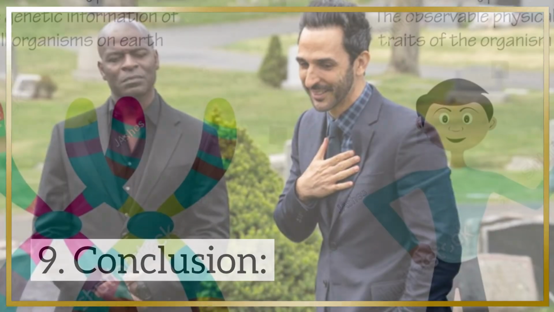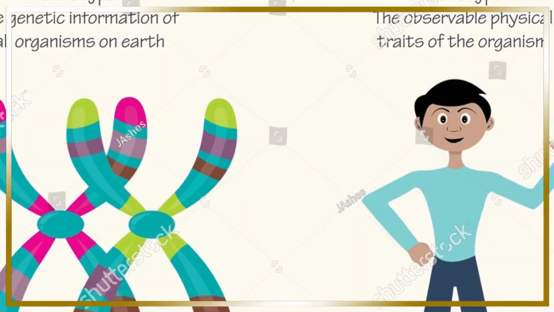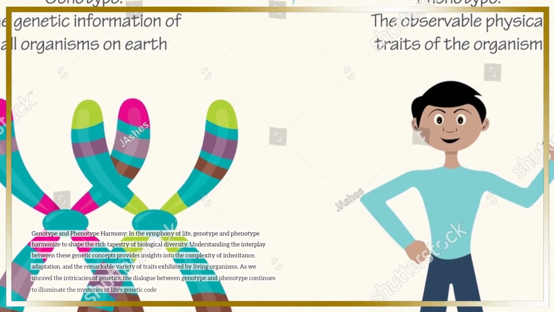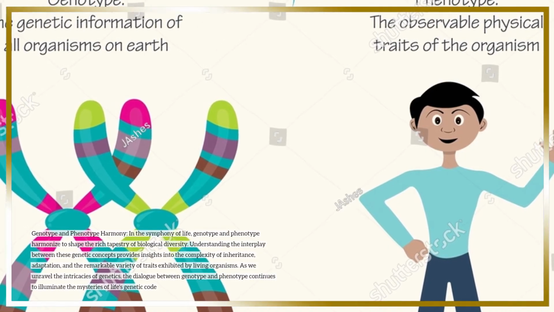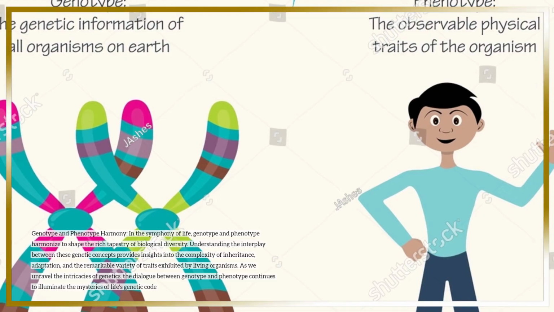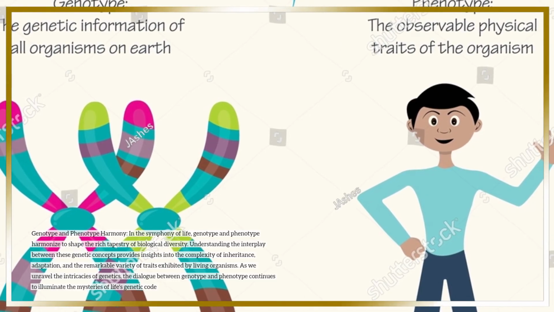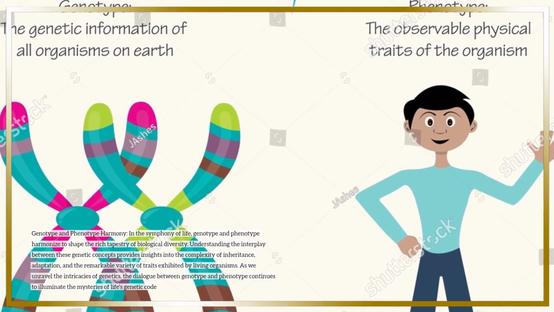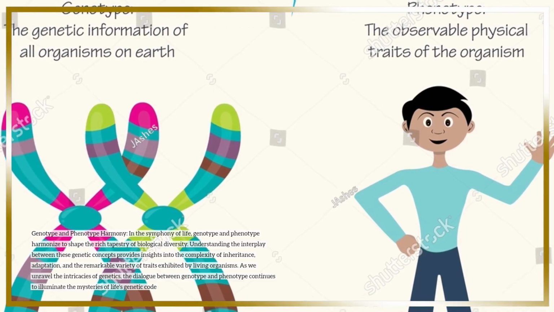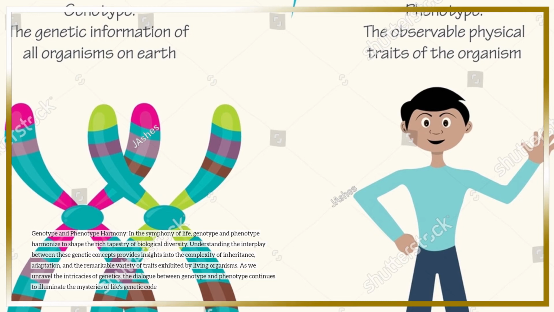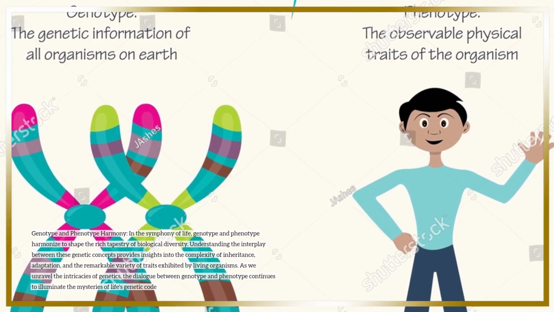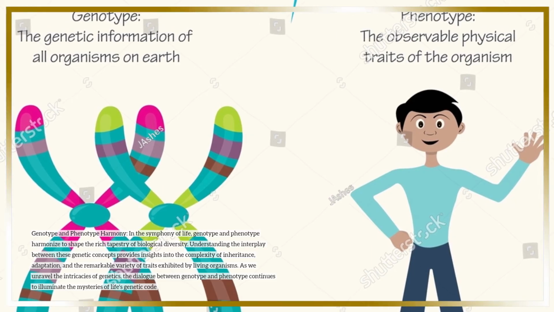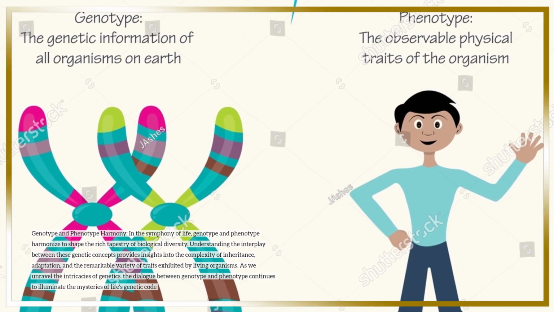9. Conclusion. Genotype and phenotype harmony. In the symphony of life, genotype and phenotype harmonize to shape the rich tapestry of biological diversity. Understanding the interplay between these genetic concepts provides insights into the complexity of inheritance, adaptation, and the remarkable variety of traits exhibited by living organisms. As we unravel the intricacies of genetics, the dialogue between genotype and phenotype continues to illuminate the mysteries of life's genetic code.